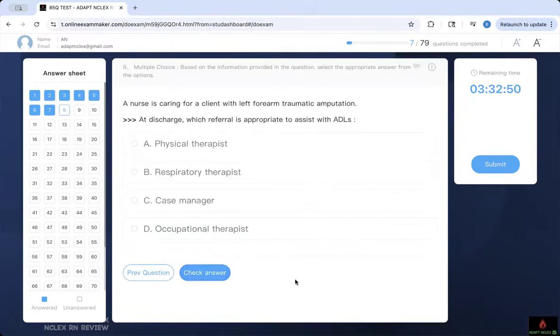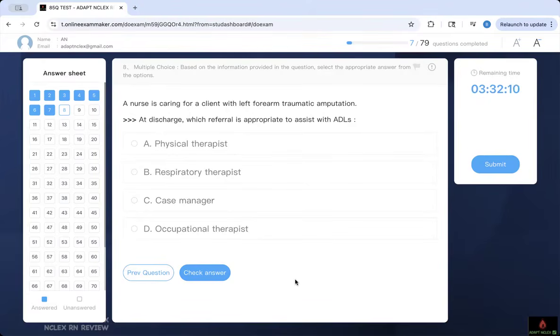A nurse is caring for a client with left forearm amputation. At discharge, which referral is appropriate to assist with ADL? This is what we call interdisciplinary team approach. Who are you going to refer somebody who has a traumatic amputation, left forearm? You have to know what each of them does.